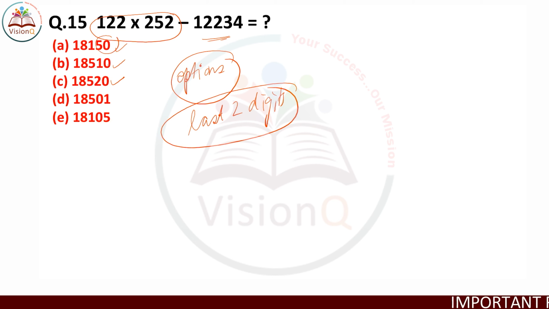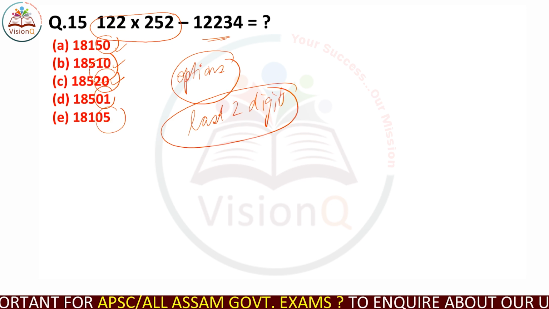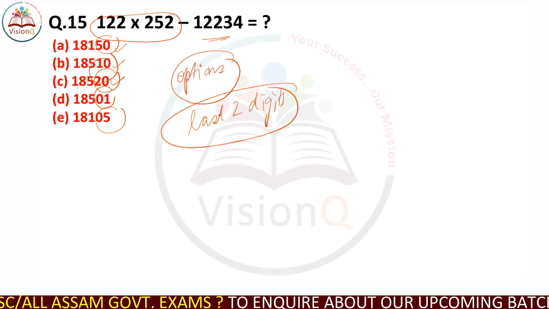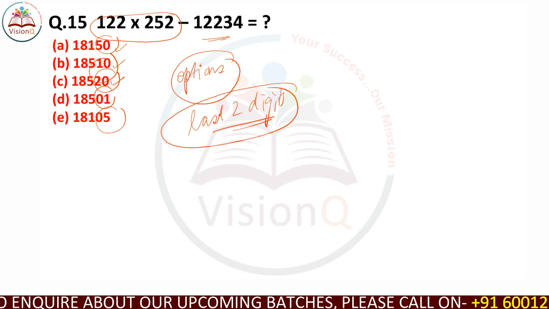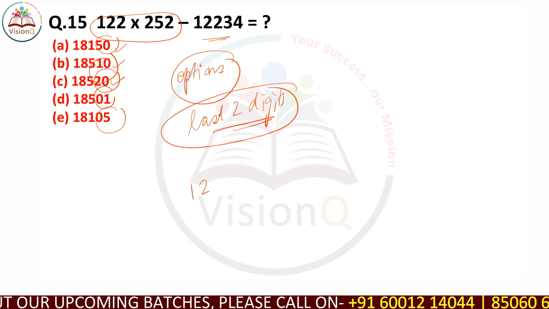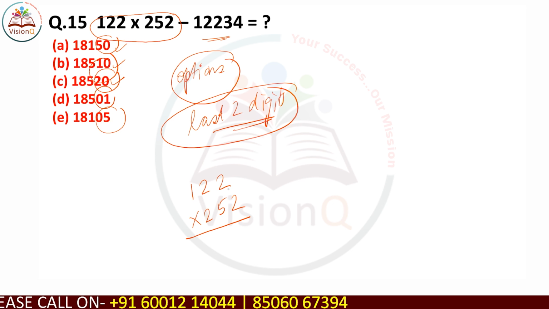It is 50. In the next option it is 10. It is 20 in the third option. 0, 1 and 0, 5. So we don't need to find out the whole value. Just find out the last 2 digits in this question. Now if I multiply 122 with 252, how to find out the last 2 digits?